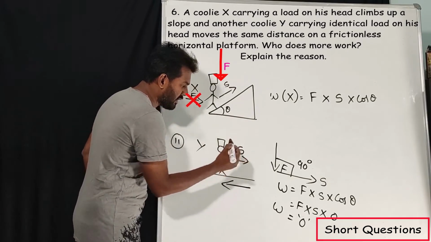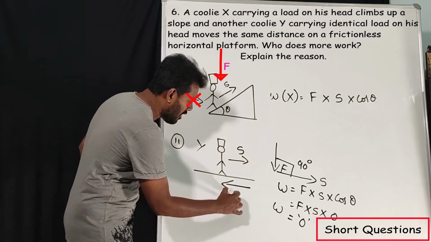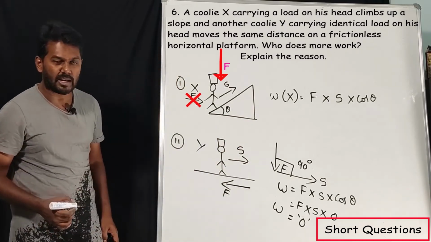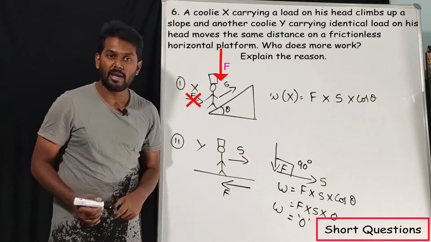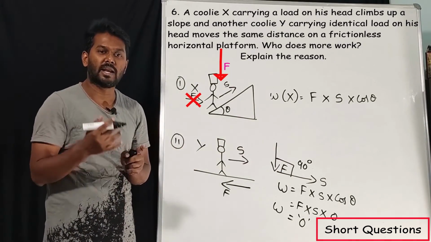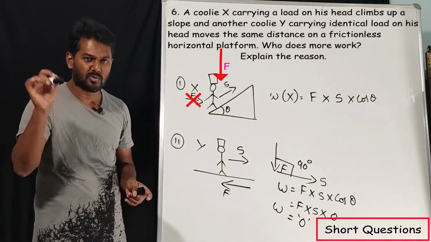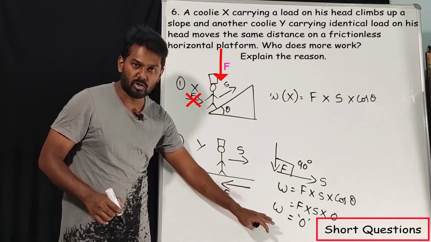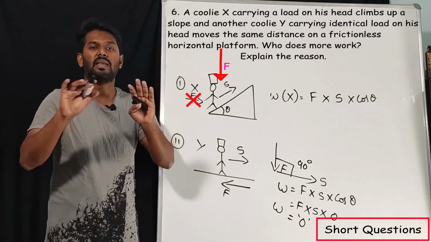So this will be displacement and this will be force. Both are in opposite direction. Then theta will be 180 degree. What is cos 180? Cos 180 is nothing but minus 1. So whatever the work done we are going to get, that will be negative.